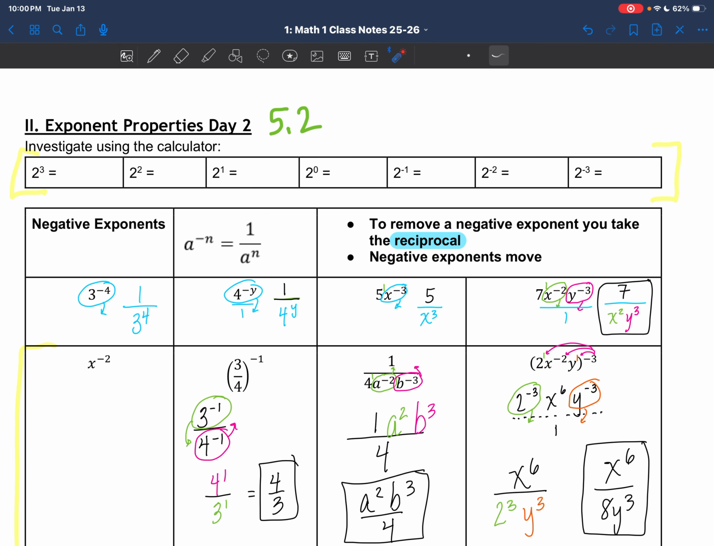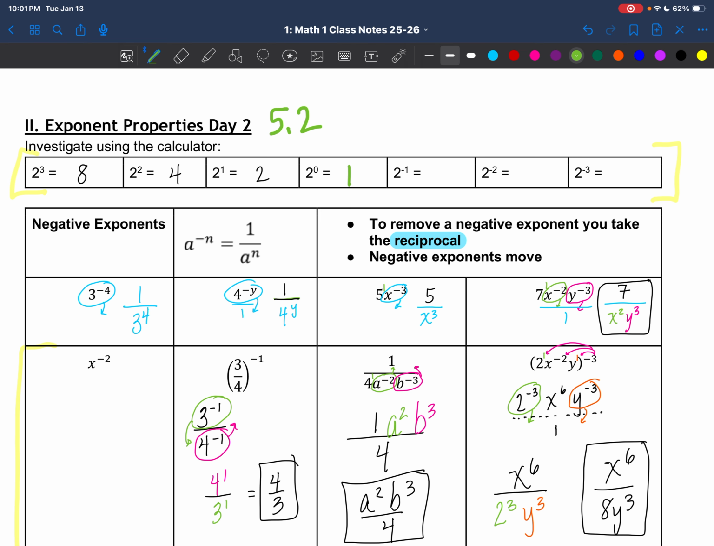All right, so if you were to look here, you'll get 8. And then 2 to the second power is 4. 2 to the first power is 2. Now you're going to start noticing some interesting things happening. If you have 2 to the 0 power, that's actually going to change to 1. I'm going to make that a little bit thicker.